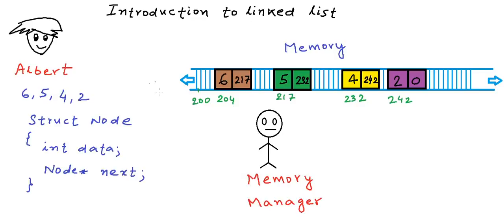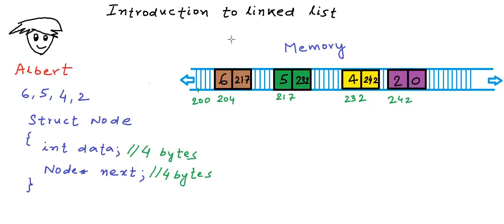So Albert will ask for a node from the memory manager, and the memory manager will be like, okay, you need a node that needs 4 bytes for an integer variable and 4 more bytes for the pointer variable that will store the address. A pointer variable in a typical architecture is also stored in 4 bytes. So now the memory manager gives us a block of 8 bytes and we call this block a node. Now notice that the second field in the node structure is node star, which means pointer to node. So this field will only store the address of the next node in the list.